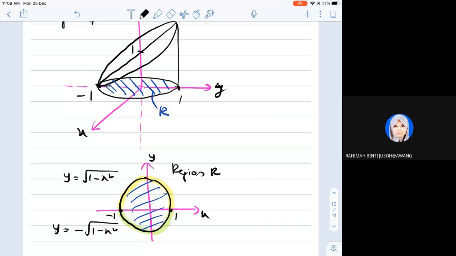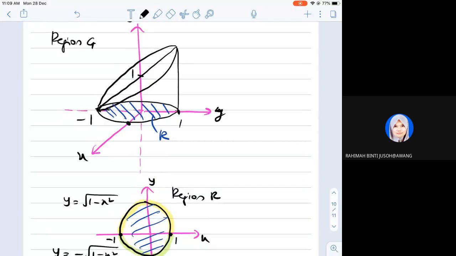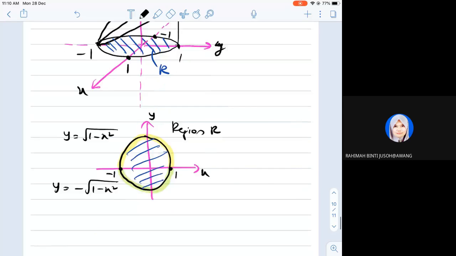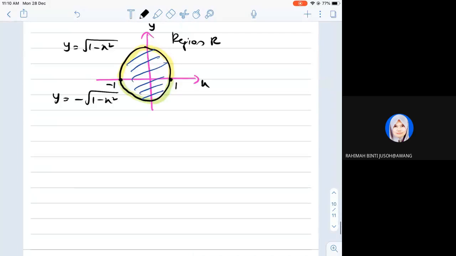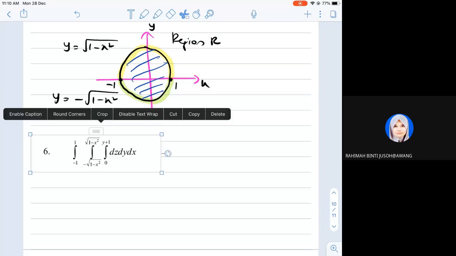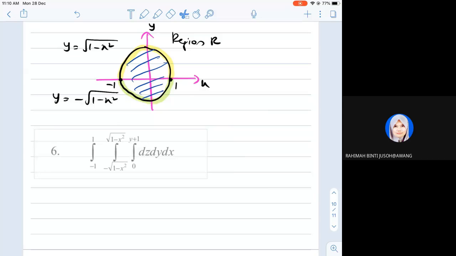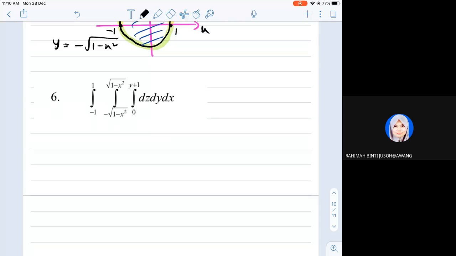Region R. Okay, so kalau dekat region G ni 1. Belakang ni, if I extend the line as this, at the back should be negative 1, pasi X. So bila lukis 2D, dia jadi kiri dan kanan lah, pasi X. Okay, understand? So let us proceed. Jom kita proceed integration ni. Okay, so from negative 1 until 1.